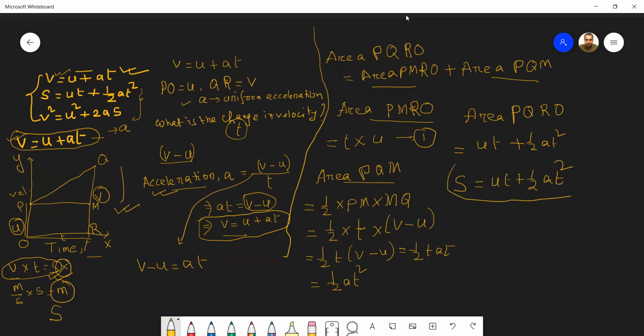Now you check, this is the exact equation that we had to derive. This is the second equation of motion. So basically we can conclude that the second equation of motion can be calculated with the knowledge of the first equation of motion. And the graphical representation is the same. But here, since we have to calculate the distance covered by the object, we have to calculate the area. The area enclosed by this space PQRO eventually gives us the distance covered by the object at time t, when the object is moving with an acceleration of a.